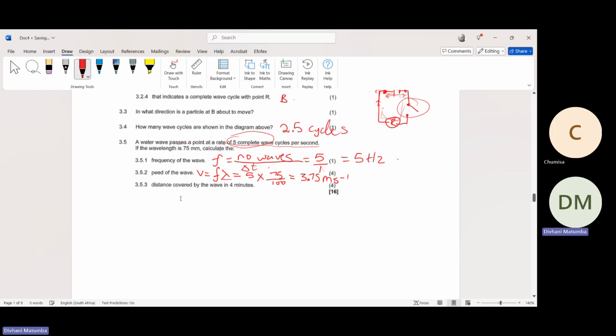What is the distance covered by the wave in 4 minutes? Again, they are still confusing you. They always try not to give you the standard units, and you must be careful with that. You must always be ready to convert units by multiplying or by dividing, depending on what the case is. What is the distance covered by the wave in 4 minutes?